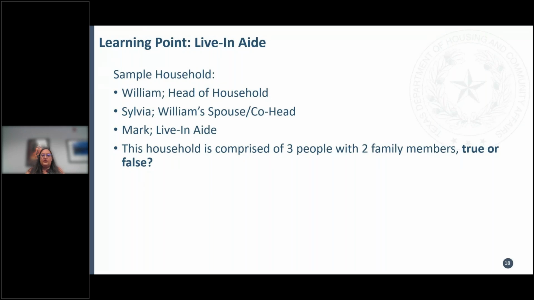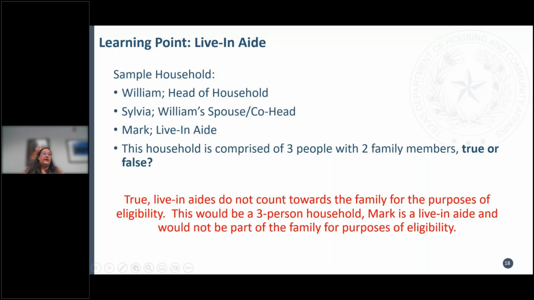So 78% of you agree that this is true. And 22% of you either weren't sure or did not agree that this is true. So the answer is true. Live-in aides do not count towards the family for the purposes of eligibility. So this would be a 3-person household. Mark would be qualified as a live-in aide, assuming that we determined his live-in aide eligibility and their allowance for a live-in aide correctly. So we would not count Mark's income or assets for purposes of this household's eligibility.